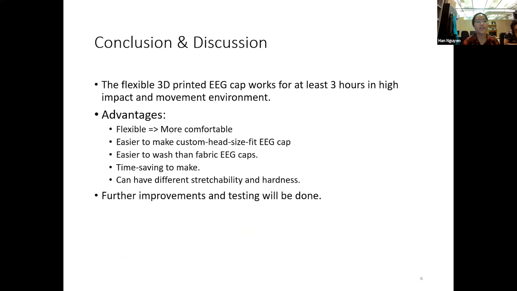So in conclusion, our cap kind of works. For sure, we will need more tests to verify that, but it does work for at least 3 hours in high impact and movement environment.